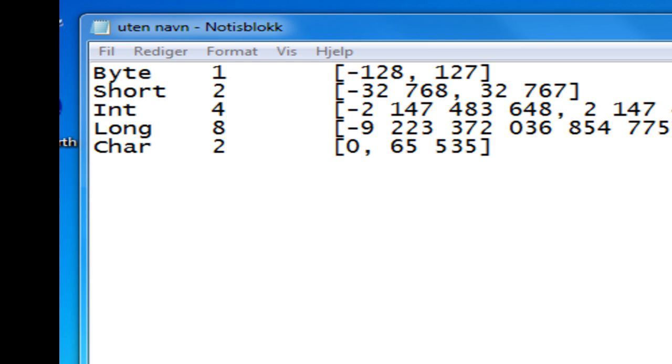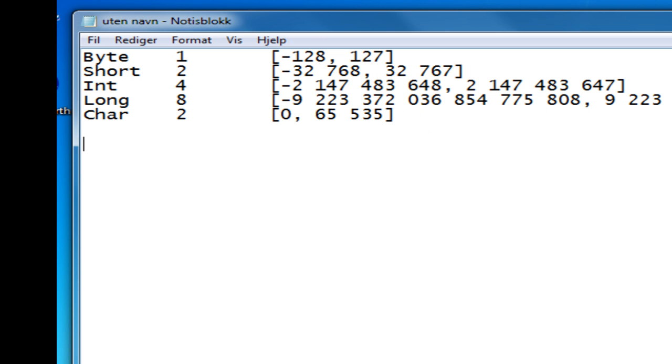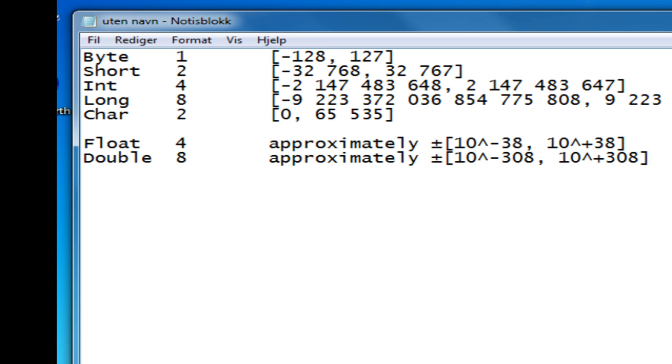We have discussed the integers, and now we have come to the floating point numbers, like fractional parts. I'll be calling these decimal numbers. They work the same as integers when it comes to the ranges. Float is less and double is more. The default is double. And here you can see that float takes up 4 bytes and double takes up 8 bytes. And the number ranges are approximately plus minus 10 with minus 38 as the exponent, all the way up to plus 38 as the exponent when it comes to float, and 308 in double.